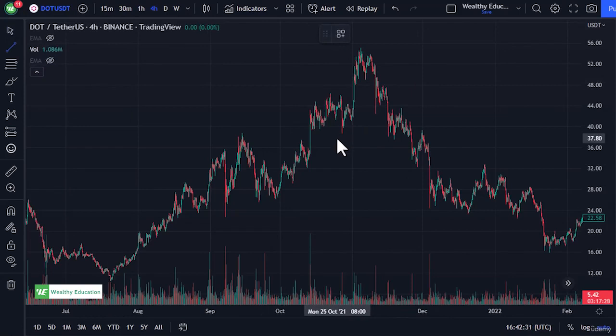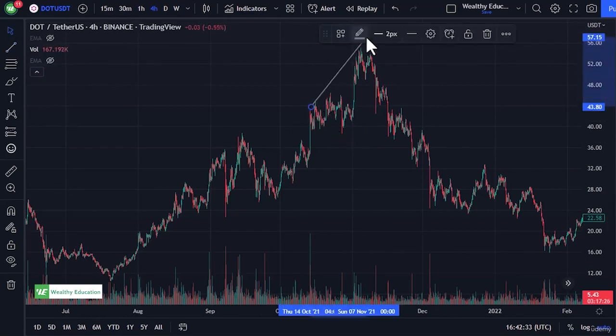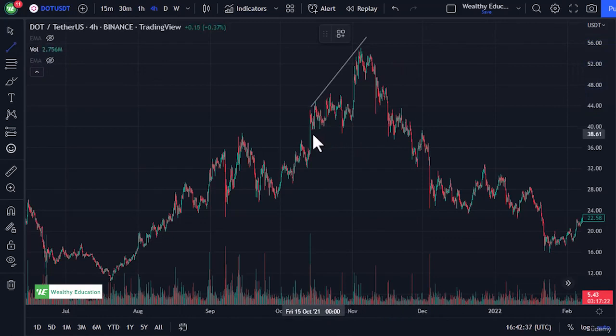So here's Polkadot, and you can see that we most certainly are starting to broaden the range here. A little bit of a right angled broadening wedge, and we broke down through it. Notice how we tested this as previous support, now as resistance, right at the $40 region.